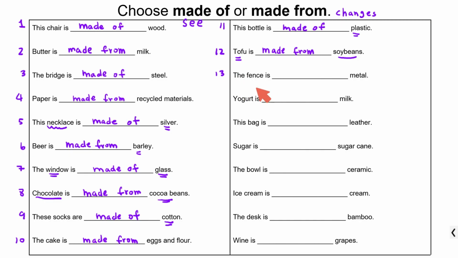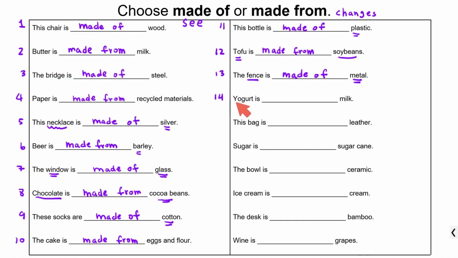We have the fence is metal. Well, basically we can see the material on the fence, so we should choose made of for number 13.